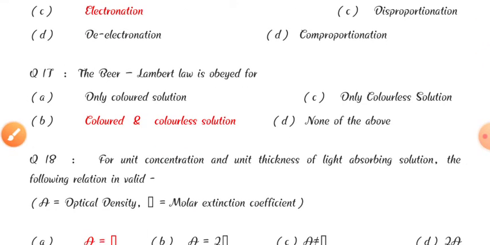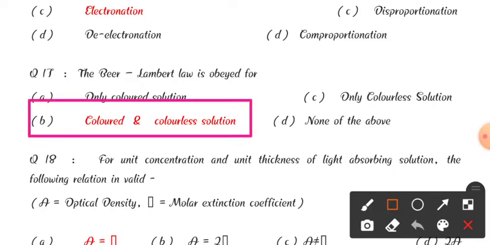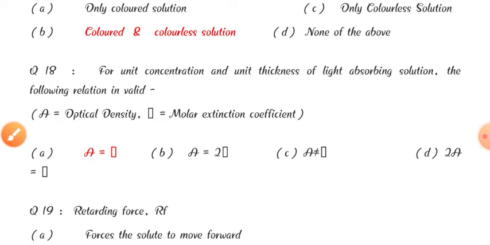The Beer-Lambert law is obeyed for: option A, only colored solution; option B, colored and colorless solution; option C, only colorless solution; and option D, none of the above. So friends, the Beer-Lambert law is obviously obeyed by colored and colorless solutions. That's why option number B is the correct answer. That is colored and colorless solution.